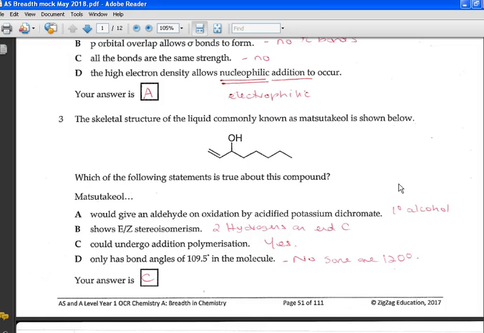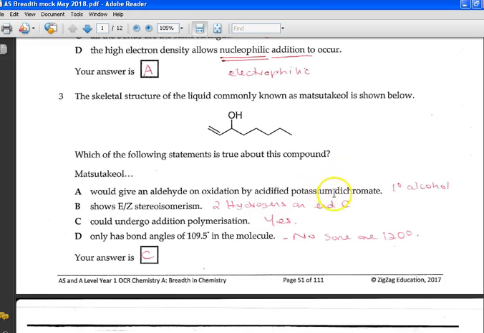You're given a skeletal formula of this particular compound and then asked what's true about it. So obviously, you have to know some of these things. I mean, EZ isomerism, can it show EZ isomerism? No, because the double bond is at the end of the molecule, and that means it will have two hydrogens. If there are two of the same group on one of the carbons with the double bond, then it cannot exhibit EZ isomerism. Can it undergo addition polymerization? Yes, it can.